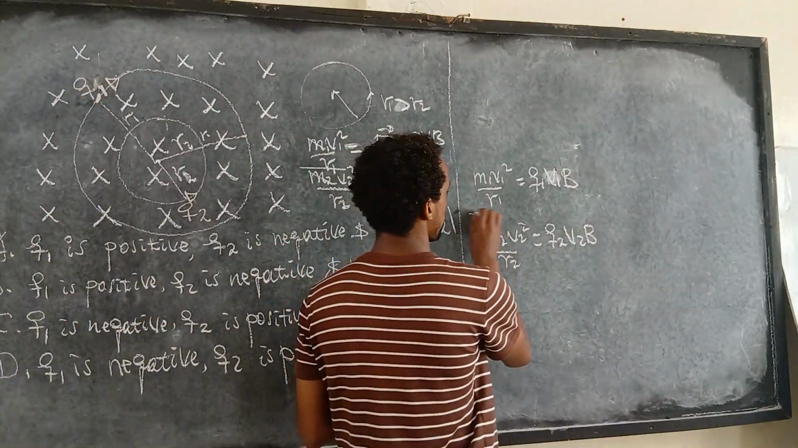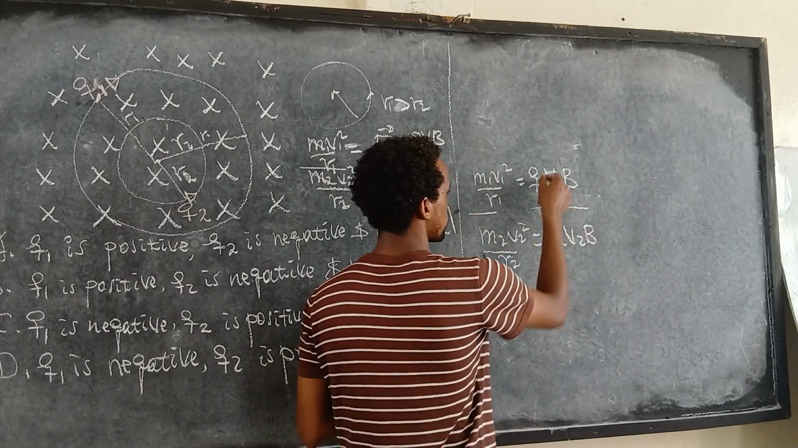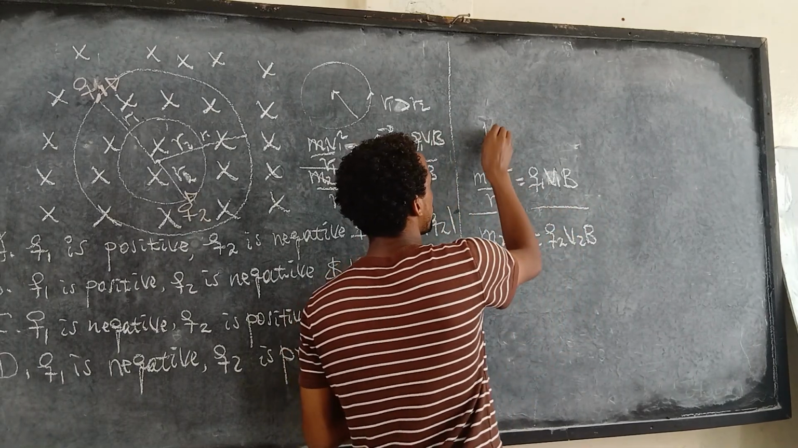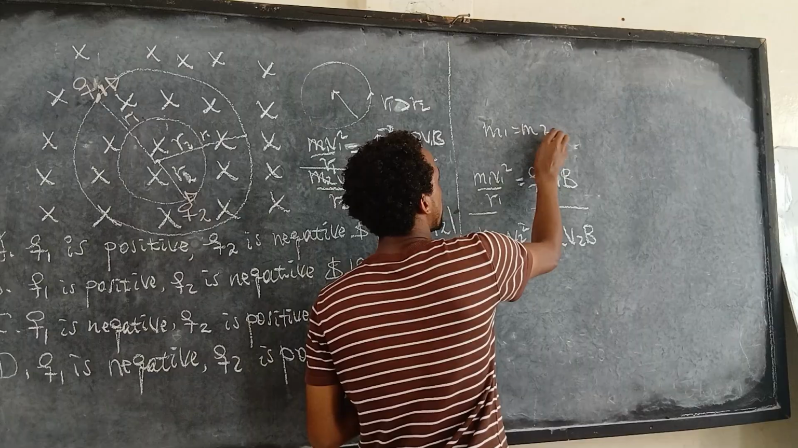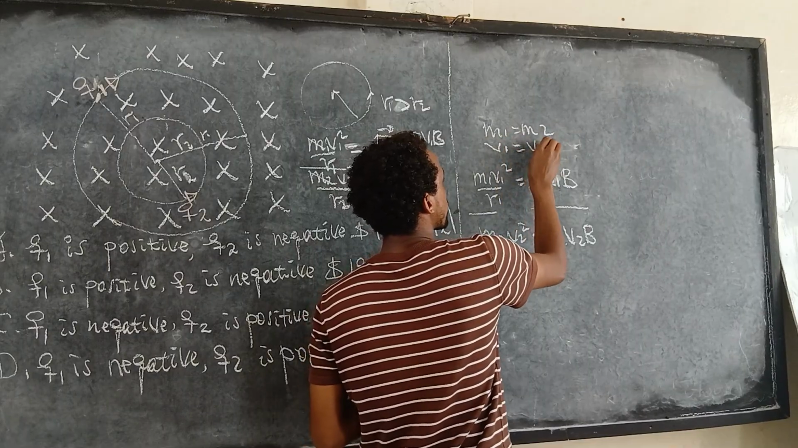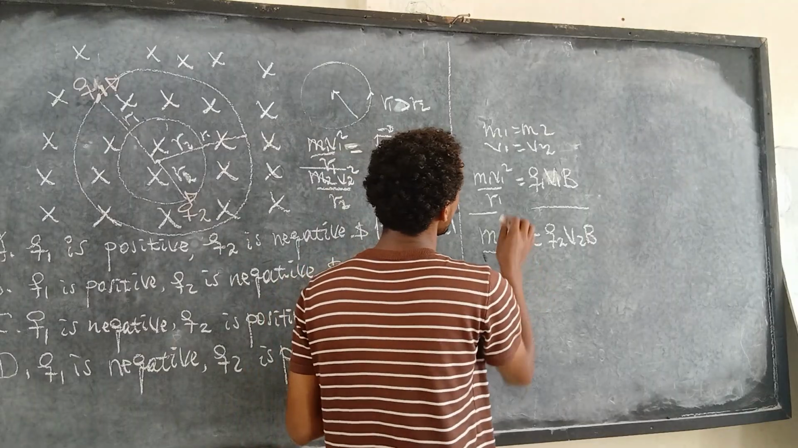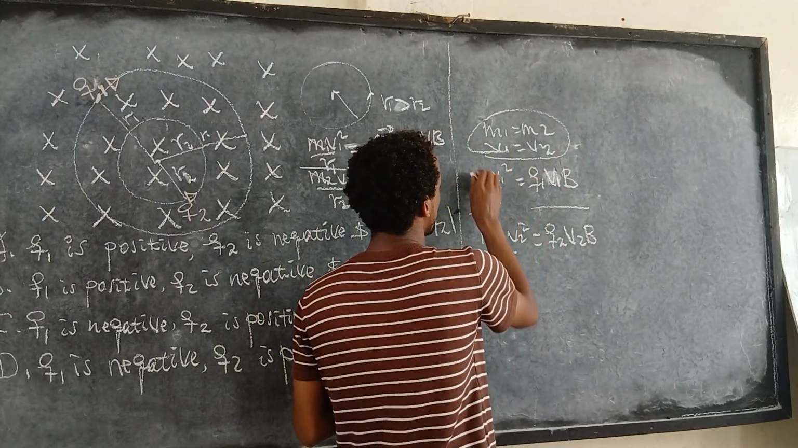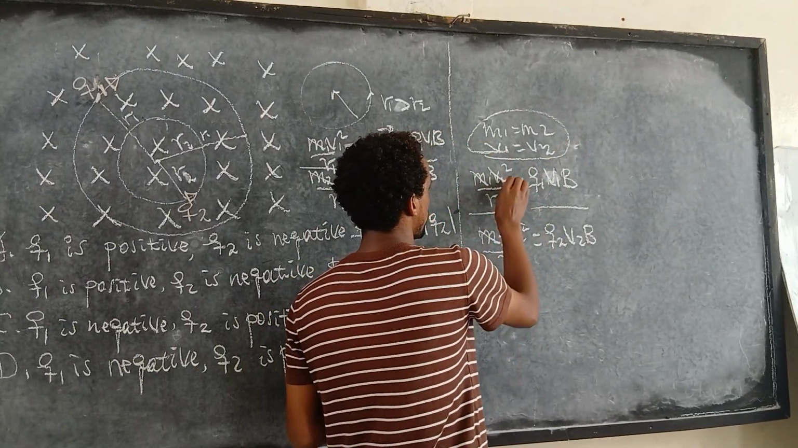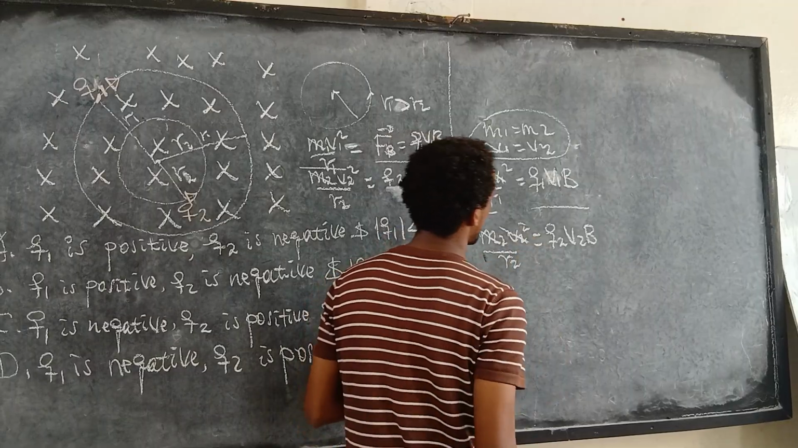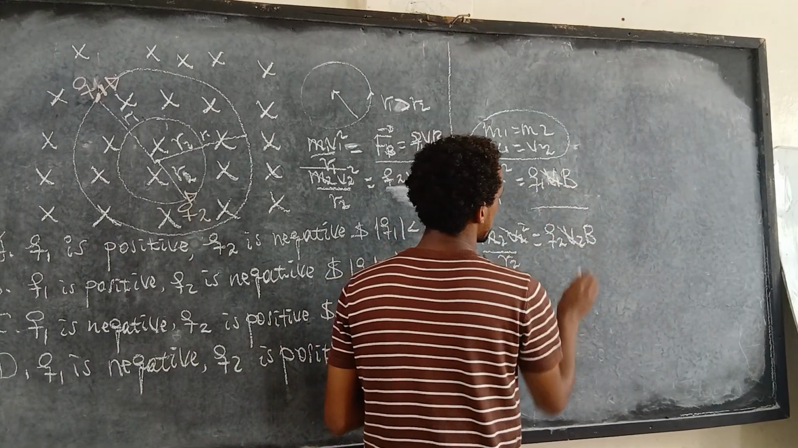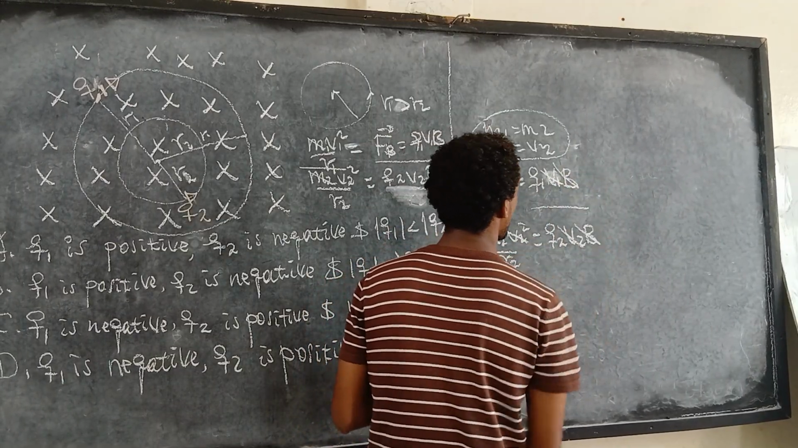Let's take the ratio to compare them. I know that mass 1 is equal to mass 2 and V1 is equal to V2, as given initially. Since they are equal, mass 1 cancels mass 2, V1 cancels V2, and since the magnetic field is uniform, B also cancels out.